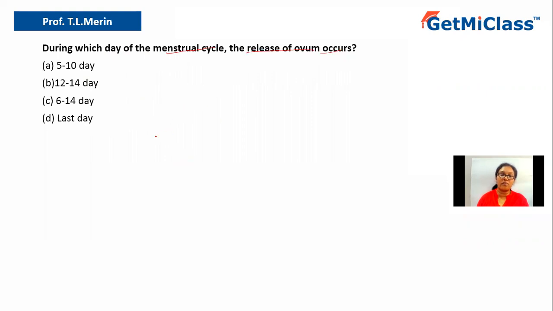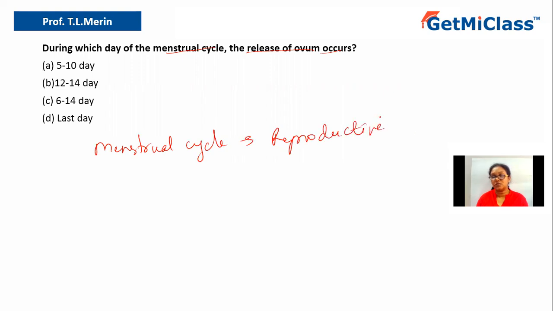So release of ovum occurs. When does it occur? During the menstrual cycle. So first of all, what is the menstrual cycle? That we have to look into. Okay, the menstrual cycle is nothing but the reproductive cycle. So this is necessary for the reproduction process, so it is called the reproductive cycle, and this occurs in primates, including human beings. Human beings are a type of primate only.